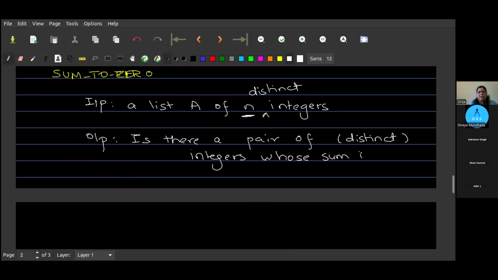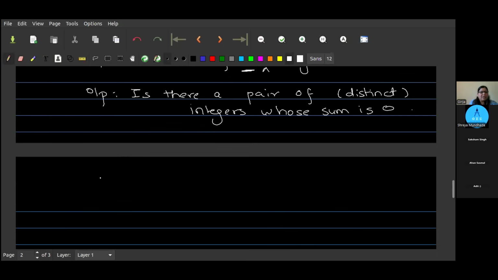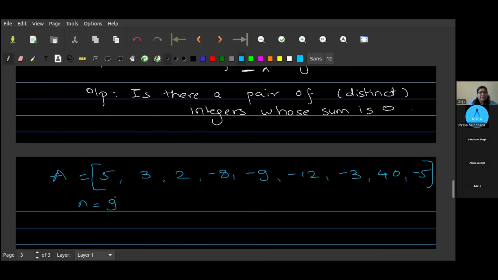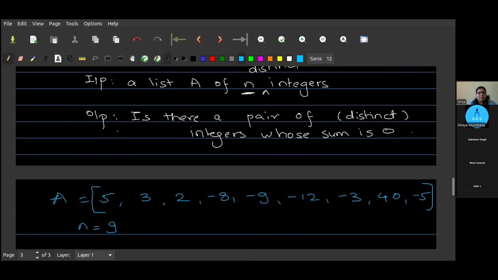Very simple question. Okay, so let's take one example. Let me know if the color or font is not clear, if the handwriting is not clear. So something like this. Suppose this is my A. This is the list. So n is 9 here. There are 9 elements in the list. If I give you this input, and this is the question, is there a pair of distinct integers whose sum is 0? What will be the answer?